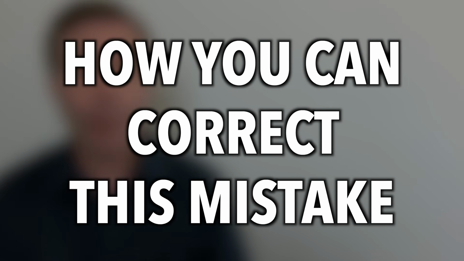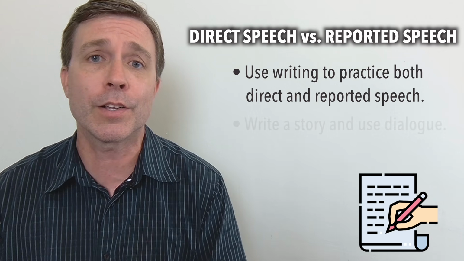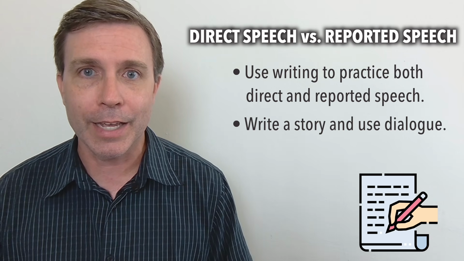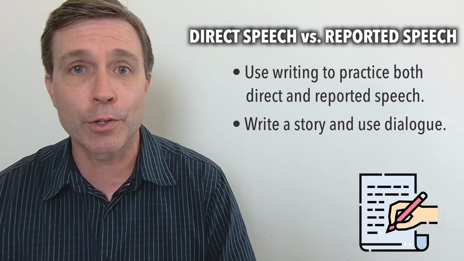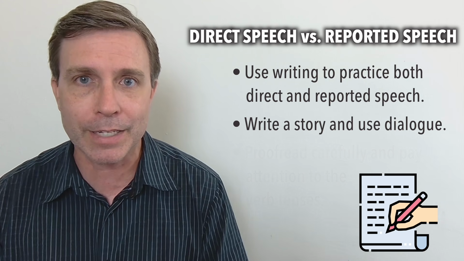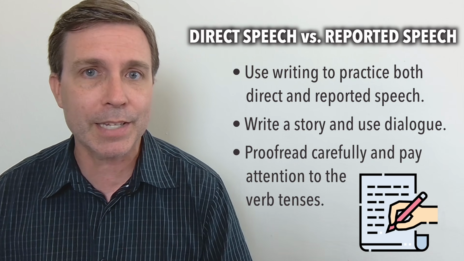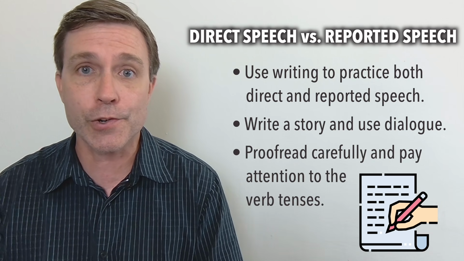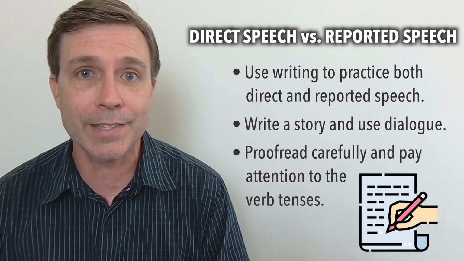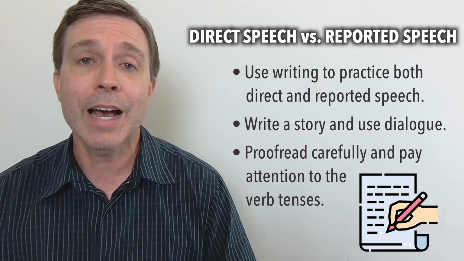When it comes to correcting slight speaking mistakes like this, I think writing can really help. So I would encourage you to write a story, write dialogue. In that case, you're going to be using both direct speech and reported speech. As I've already mentioned, writing is more reflective. You can go back, reread, try to identify any mistakes that you might be making. Make sure that you're using the correct verb tense, because if you're able to correct these mistakes in your writing, I think it's going to have a positive impact on your speaking.